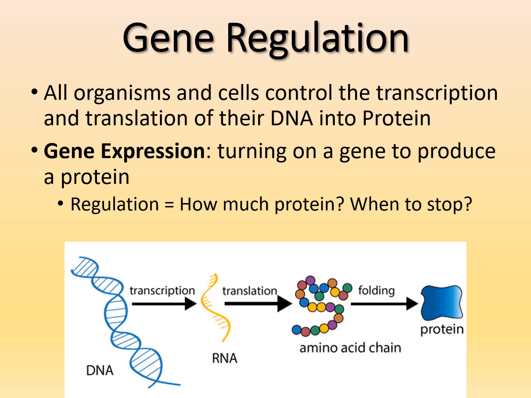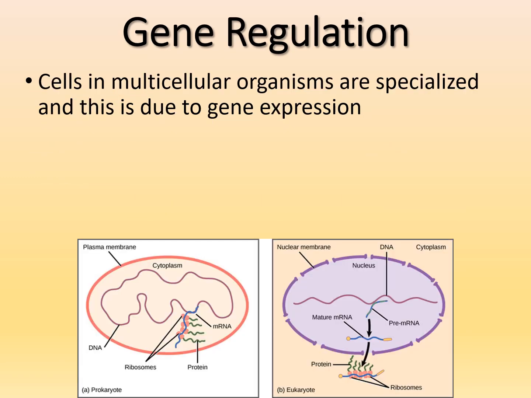So we have to regulate how much of the protein we're actually going to produce. We can't just turn it on and leave it going, right? So then when do we stop? And that is gene regulation, right? So gene expression is turning on that gene to produce a protein, but then we have to regulate it, right? We have to tell it when to stop.